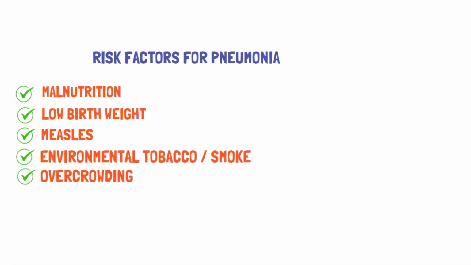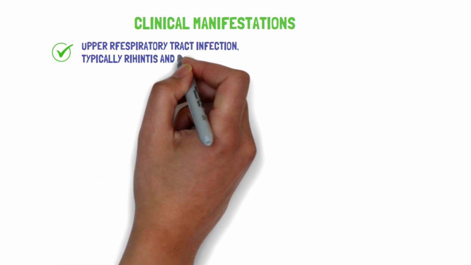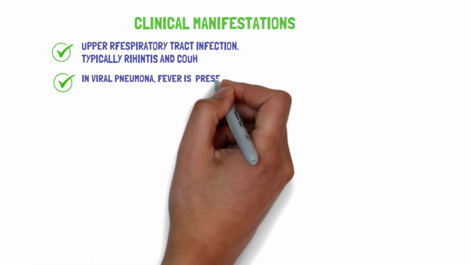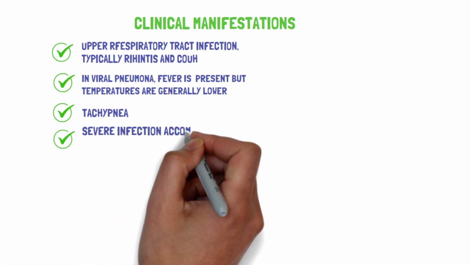Now we move to the clinical manifestations. So what are the signs and symptoms of pneumonia? Pneumonia is frequently preceded by several days of an upper respiratory tract infection, typically rhinitis and cough. Now in viral pneumonia, fever is present but temperatures are generally lower. There may also be tachypnea. There is severe infection accompanied by cyanosis and lethargy.